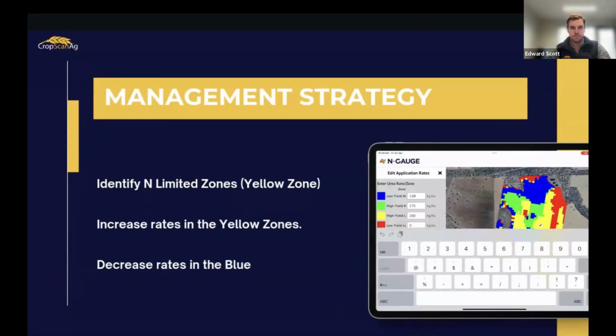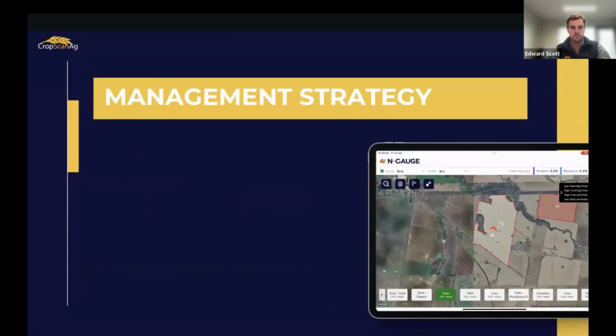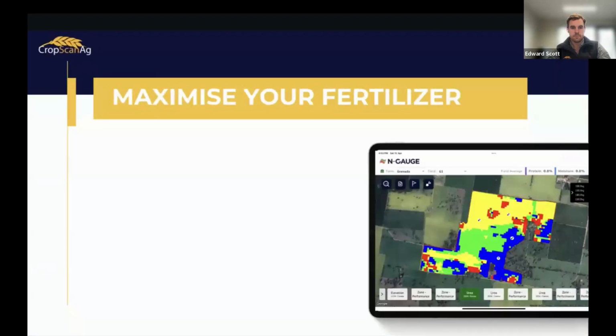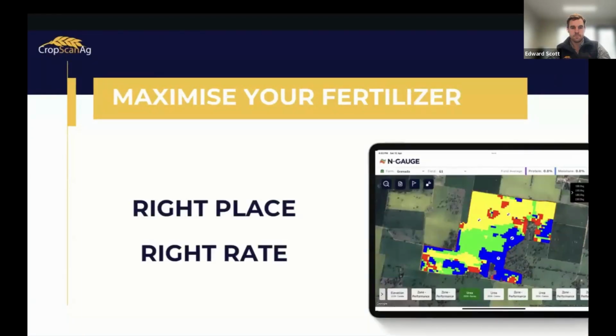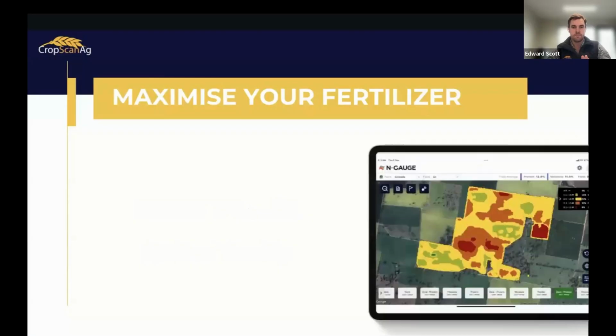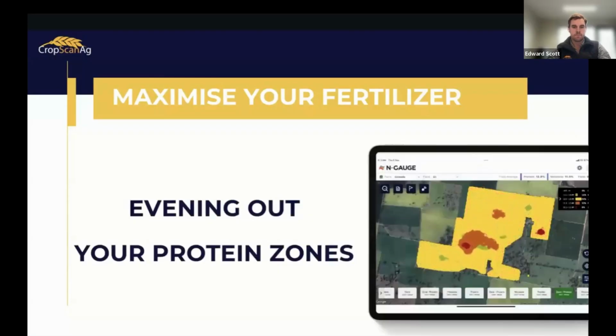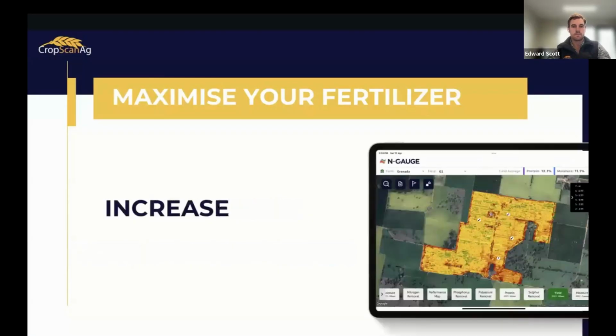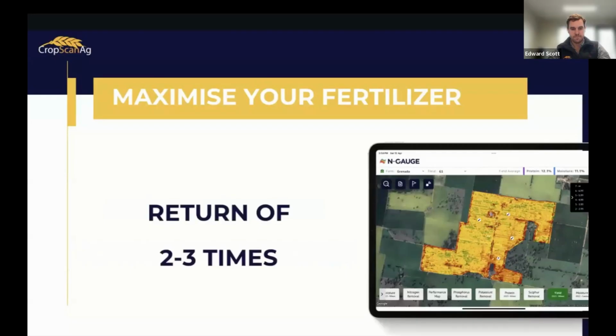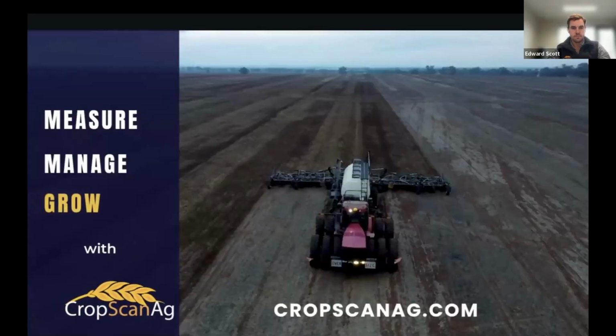Once the fertilizer prescription is made, you can send it to your connected machinery platform. The goal: place fertilizer in the right place and at the right rate. Evening out your protein zones. Increase yields and profits. Variable rate fertilizer practices can have a return of 2 to 3 times the cost of the additional fertilizer. With CropScan Ag, protein isn't the end result, it's the beginning of smarter decisions. It's time to turn protein into your most powerful data layer.